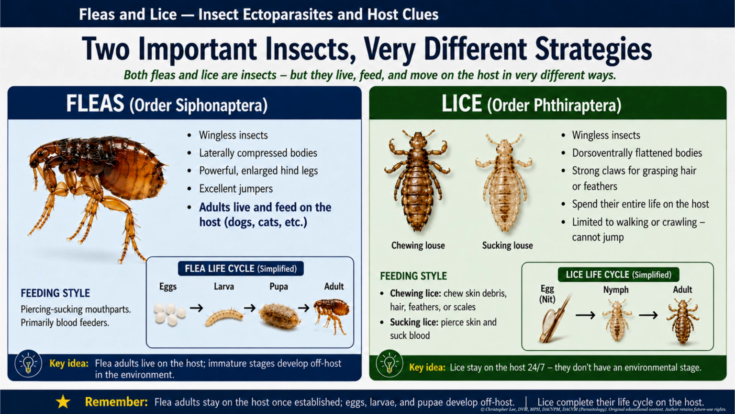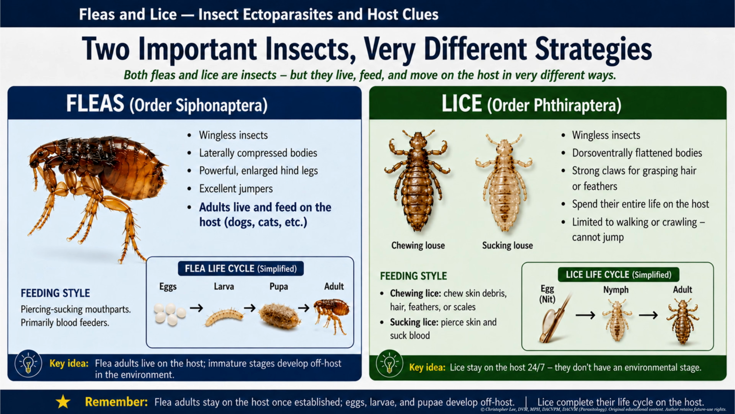Lice belong to the order Phthiraptera. Now, the word kind of looks like someone sneezed into a spelling test, but it points us towards lice and winglessness. Lice are flattened, clawed, host-associated insects that are built to cling on.